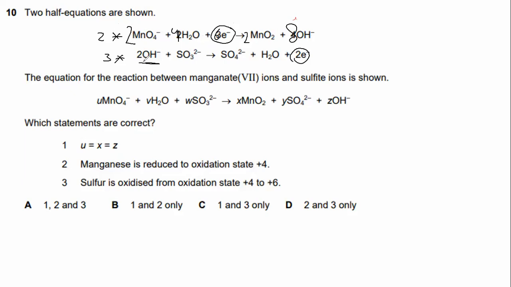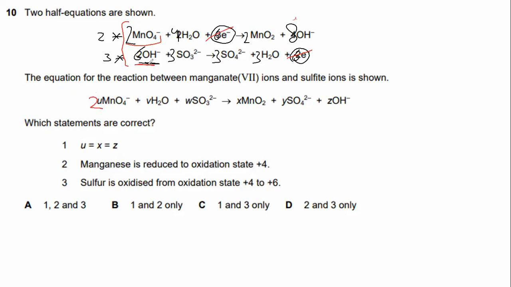And in this case here, we will get 6 OH minus, and we will have 3 SO3 2-. We will have 3 SO4 2-, and we got 3 water and 6 electrons. After balancing, guys, we can remove the electrons from both sides and add these two equations now. So when we add them, we just have 2MnO4 minus.